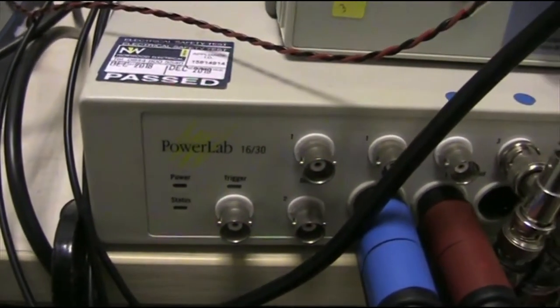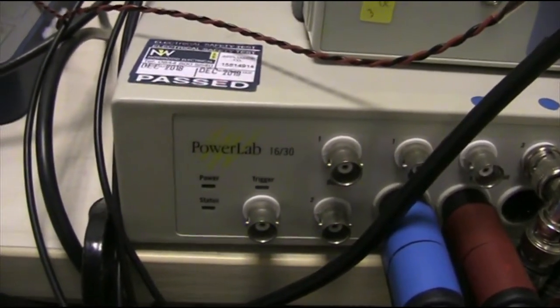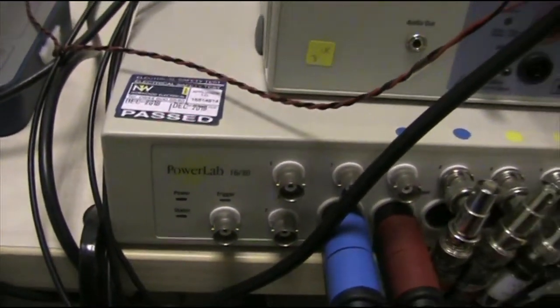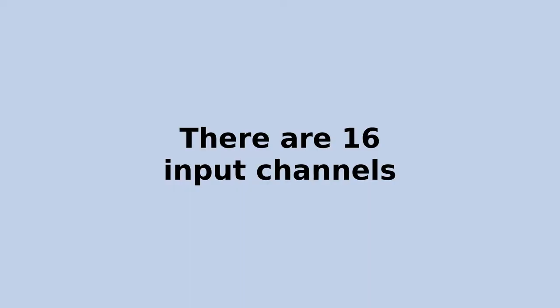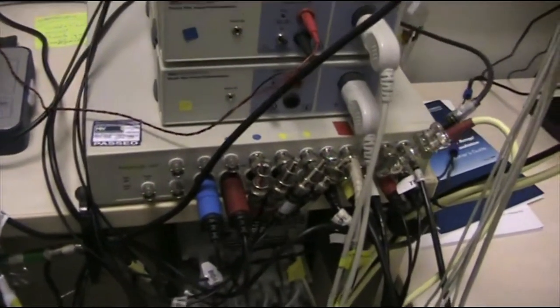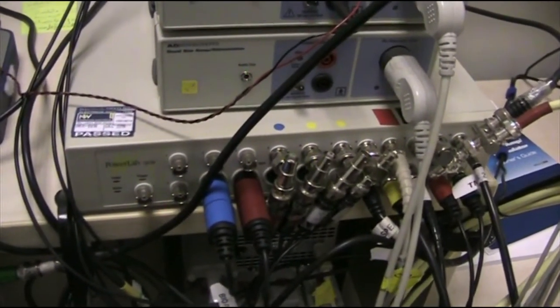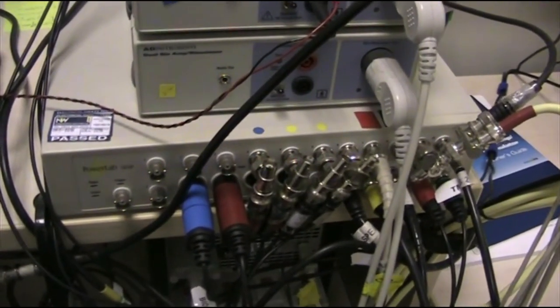The main unit of the PowerLab is an interface between the data you want to collect in the world and the computer on which you save the data. There are 16 separate inputs, or channels, and one output which goes to the computer.